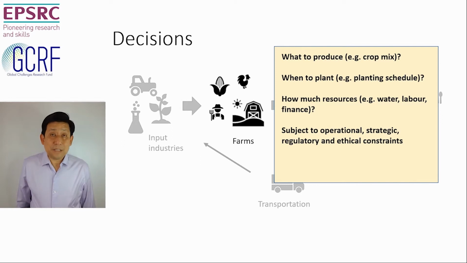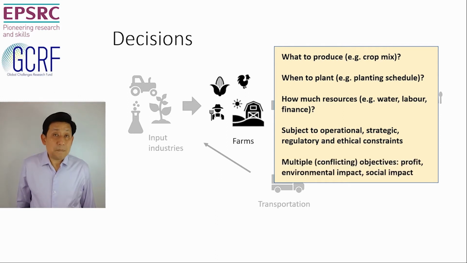And of course, these decisions have to be made subject to operational, strategic, regulatory, and ethical constraints. The objectives are multidimensional and they are often conflicting. For example, profit, environmental impact, and social impact.